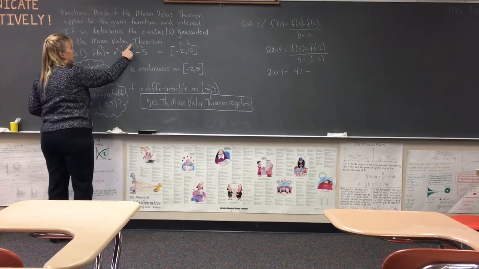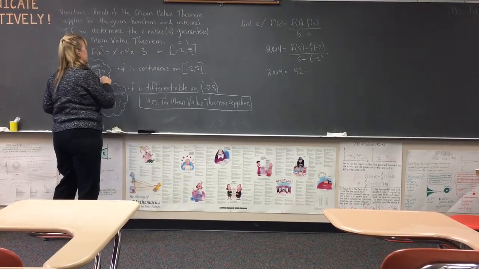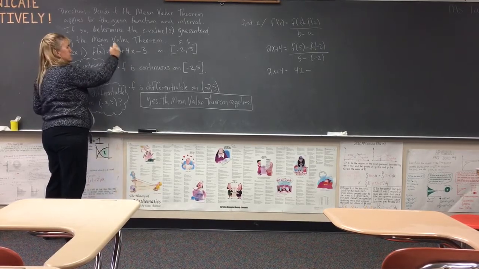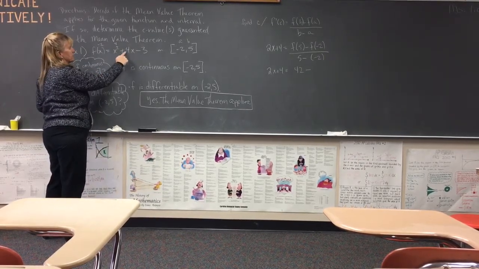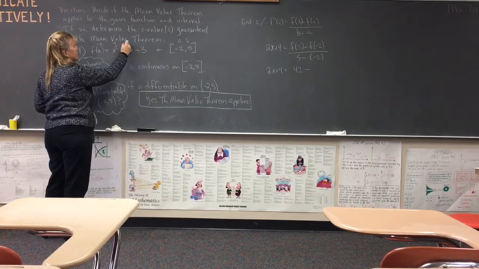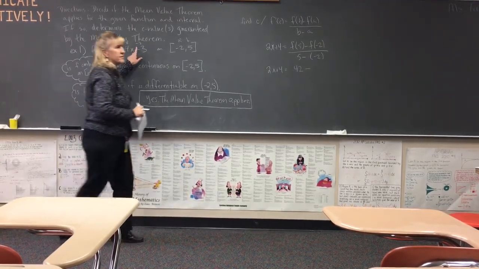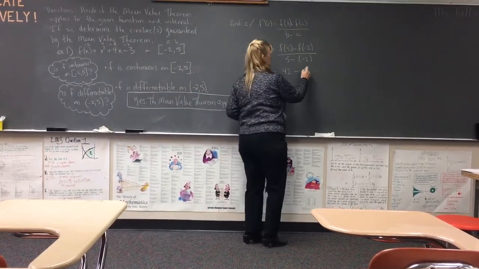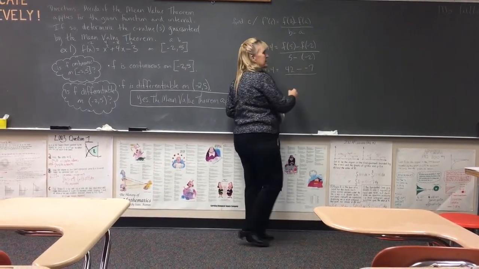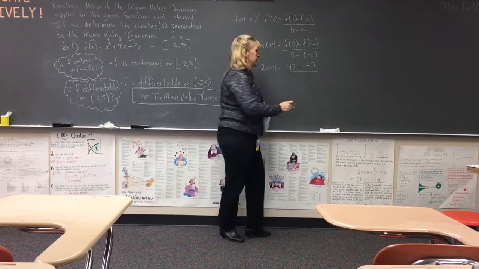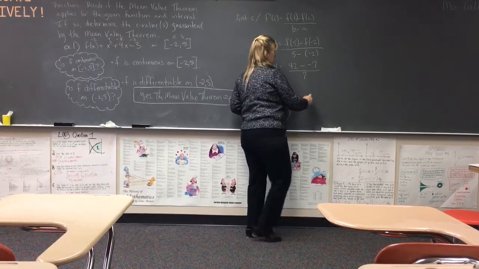So let's do a little bit more of this work in our heads. What's negative 2 when I square it? Should be positive 4. Plus 4 times negative 2 gives me negative 8, and then minus 3. 4 minus 8 is negative 4. Minus 3 more gives me negative 7. And 5 minus the negative 2 becomes 5 plus 2, which is 7 itself.